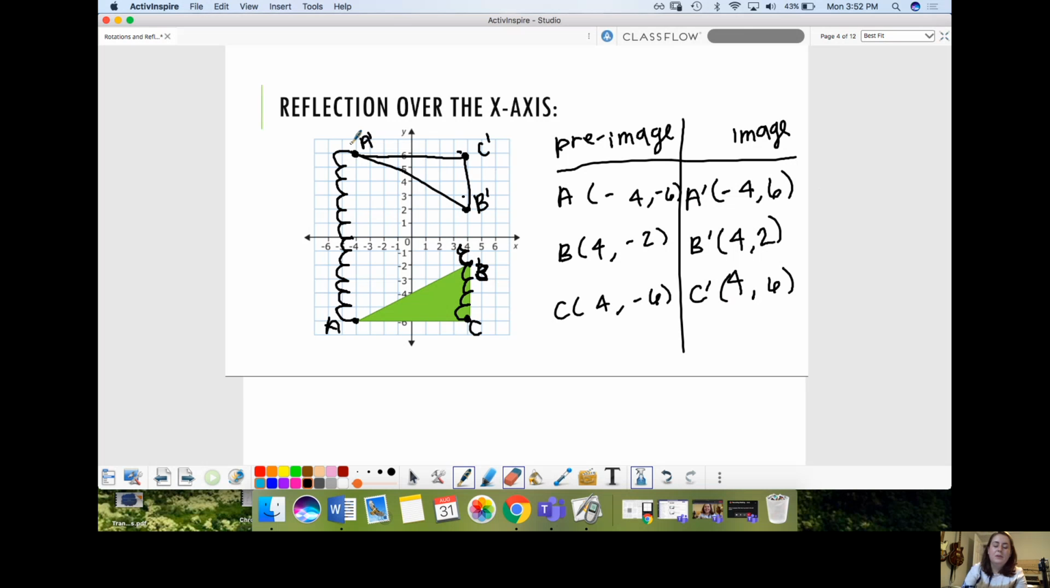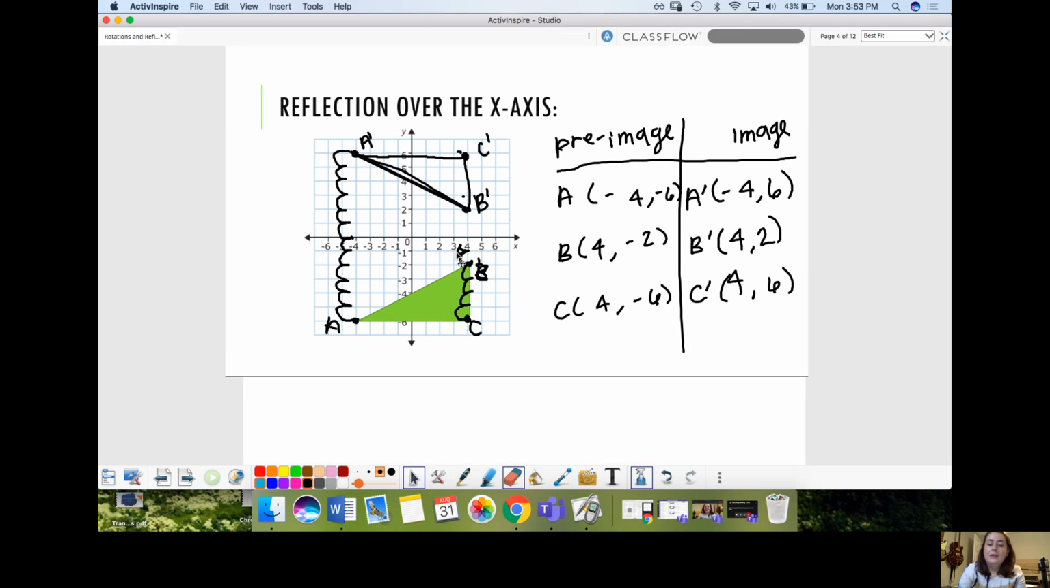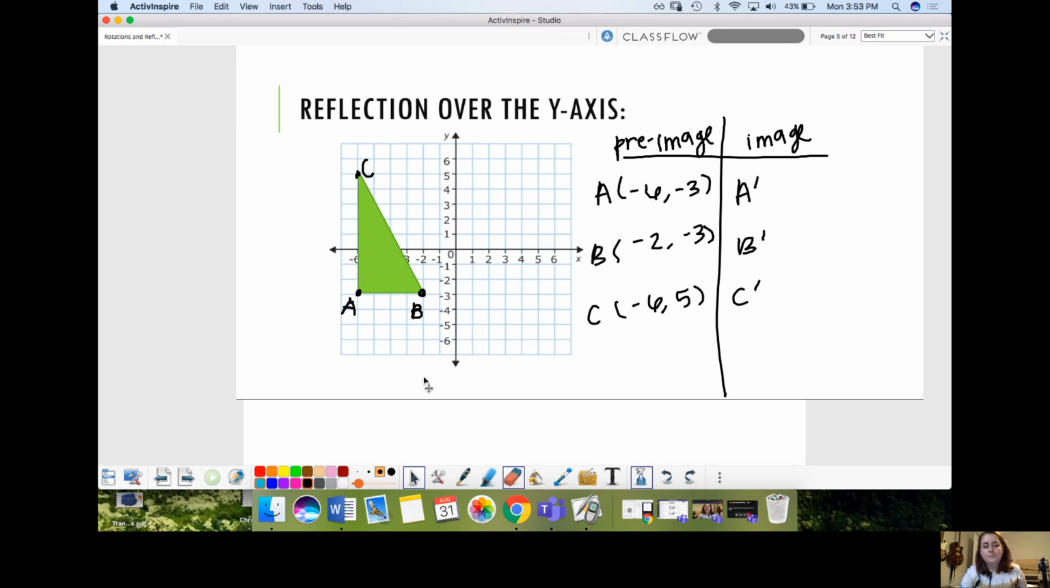But you'll notice, and my drawing is not very good, that this triangle, let me put a line right here, is equivalent to the other triangle. They're the same shape, they're the same size, but it's just been reflected. So from the pre-image, it's been flipped over upside down to become the image there. So that's reflecting over the x-axis.